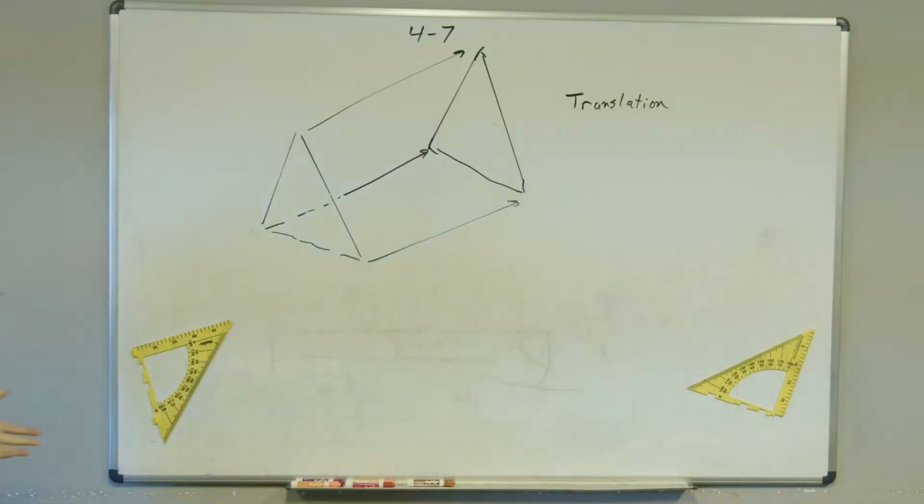Easy money. You probably learned this in Algebra 1. If you were in my Algebra 1 class, you did learn it in Algebra 1. Now you may not remember. That's totally different. All right, it's called a translation if it just moves.